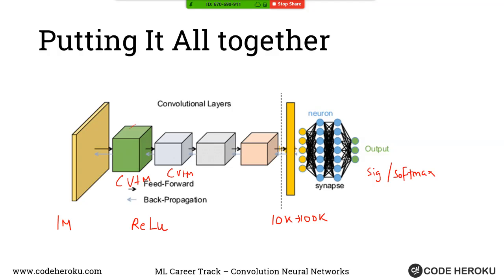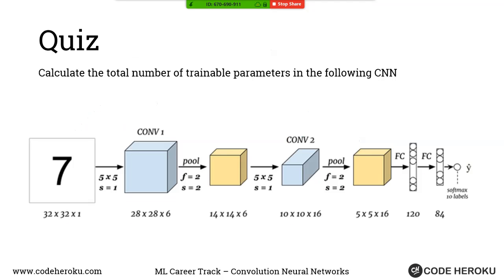So let's do one more quiz over here so that it is more clear in terms of the parameters that we are talking about. Calculate the total number of trainable parameters in the following convolution neural network. This volume size, we already did a quiz on that. So you know how to come from this to this if you are given the filter size over here, right?